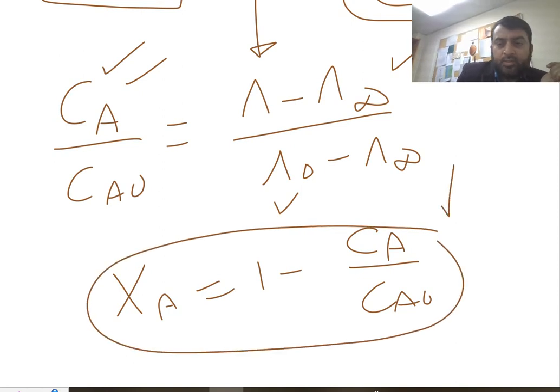Okay. Once you know the conversion, you can use the design equation of the tubular reactor or CSTR to find the rate constant and so on. Okay. So, this was the first part. I hope this will help. Okay. Thank you.